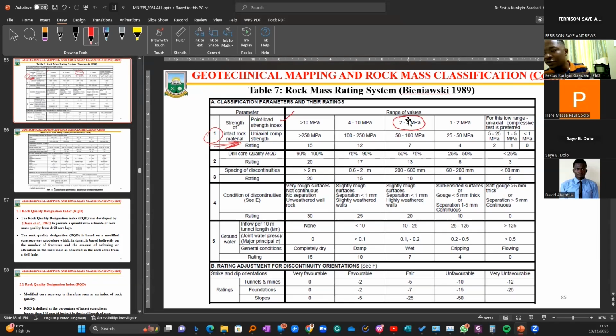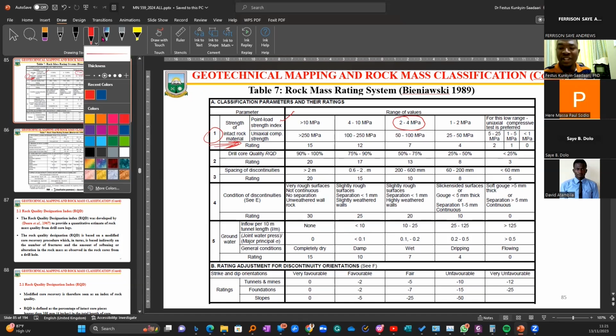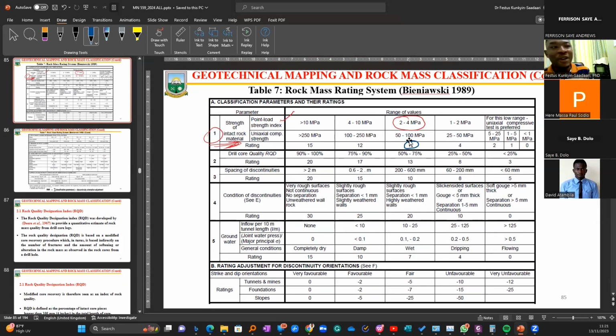So what will be the rate for 3.6? That will be 7. Thank you. So that is 7. And remember, when we converted to the uniaxial compressive strength, we got 82.8, and 82.8 is also falling between 50 to 800. Is that not it? And so it's still 7.